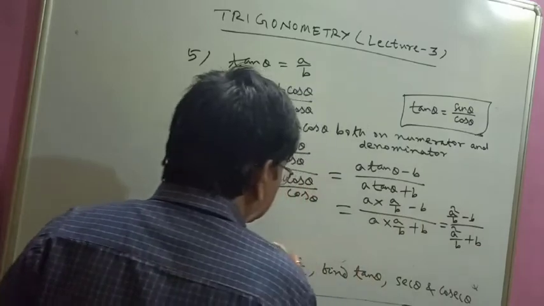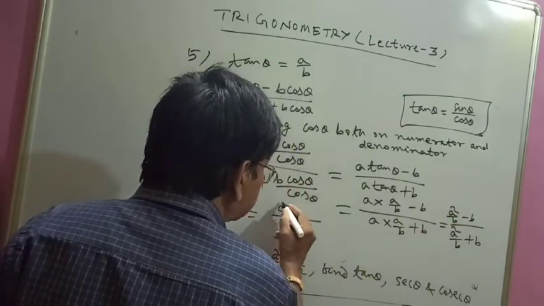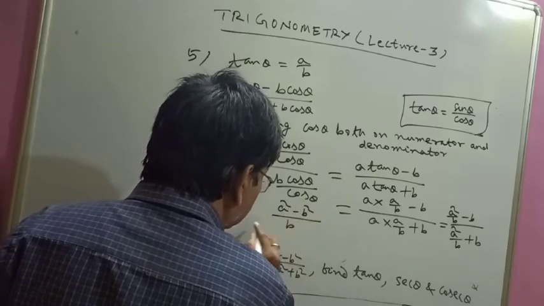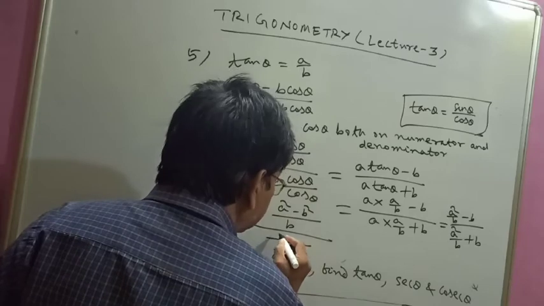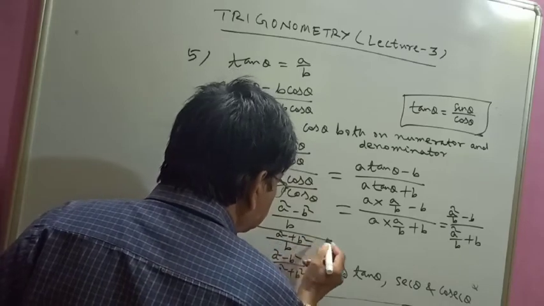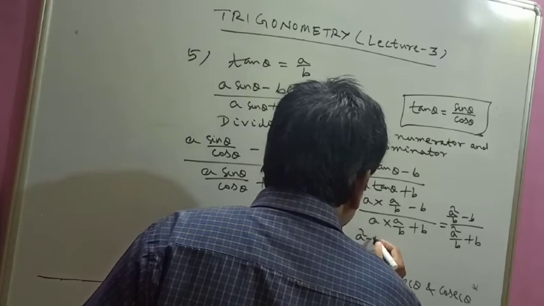Now what is your LCM? LCM is b, so it is a square minus b square whole divided by the denominator, which is b, so this will be a square plus b square. This b gets cancelled, so now it is a square minus b square by a square plus b square.